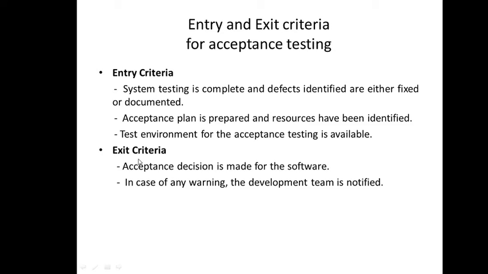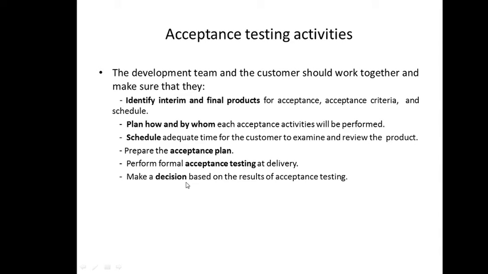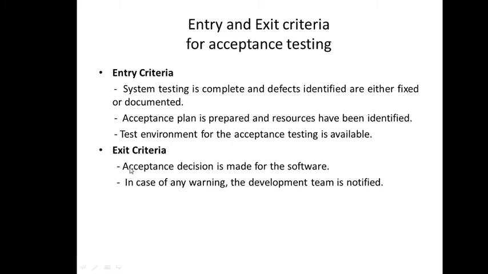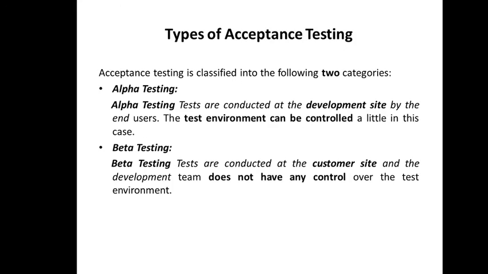Then what is the exit criteria? So exit criteria will be when the acceptance decision is made. See, the exit will be done when this last step of decision is carried out. So this is it, when the acceptance decision is made for the software. In case of any warning, the development team is notified. So that will be an end to your acceptance testing.